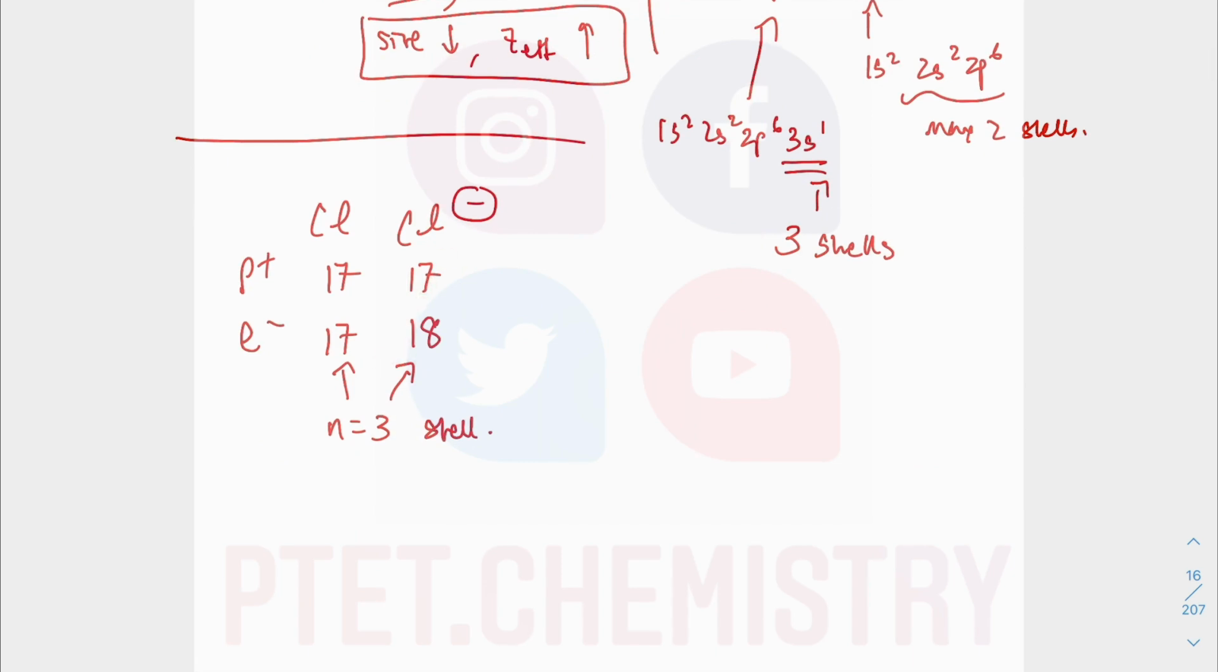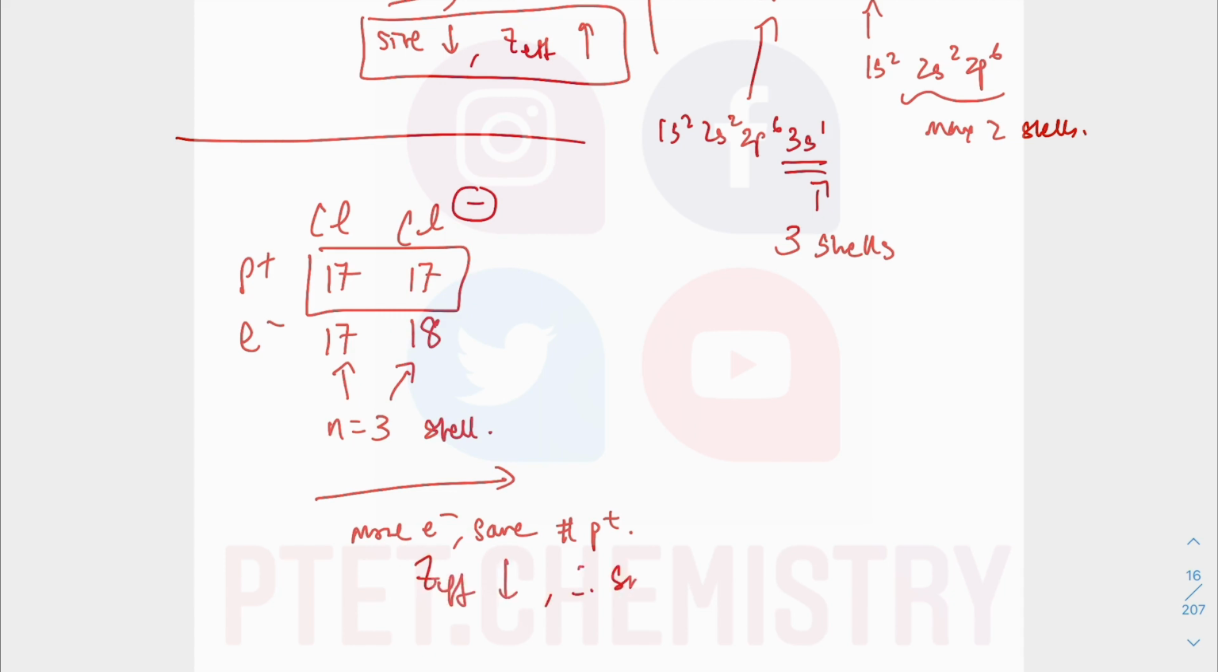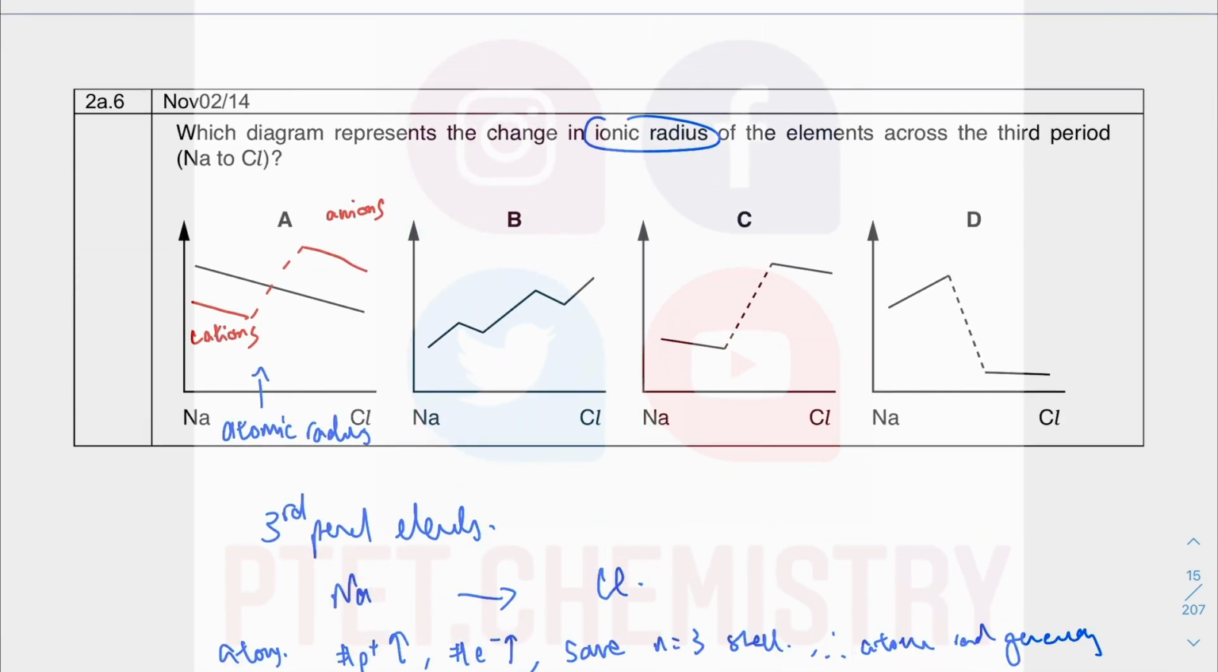Here the argument really is that your number of protons is the same, so your nuclear charge is the same, but going that way you have more electrons. So you have to distribute the nuclear charge of the protons over more electrons, and therefore your effective nuclear charge is weaker, and therefore size is bigger. That's why your anions are bigger than your atom. Okay, so there's a jagged line there, because in between you have that transition from cation to anion, so there's nothing in between there.